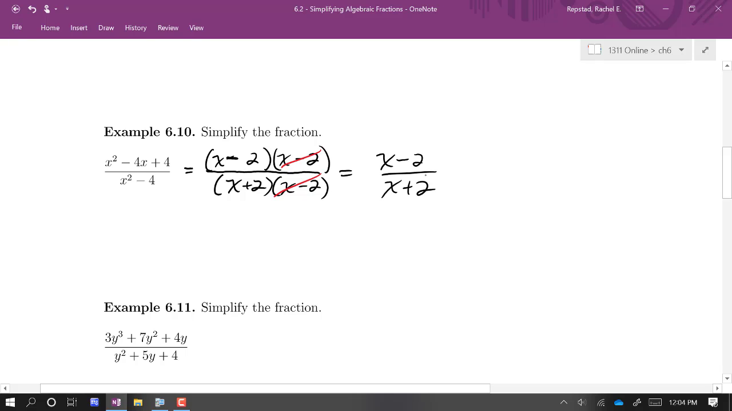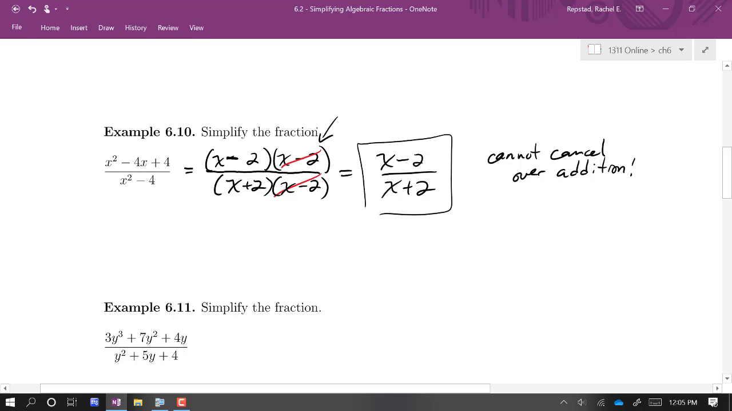This is as far as we can go. We cannot cancel over addition. That means we cannot cancel the x's, we cannot cancel the 2's, because those are separated by addition and subtraction, right? So that's different than when we canceled this common factor of x minus 2. The subtraction happened inside the factor itself.